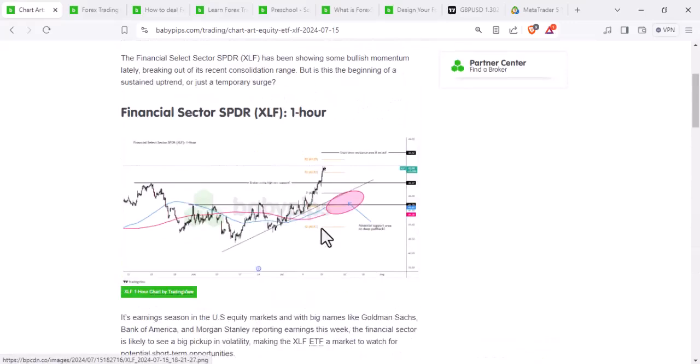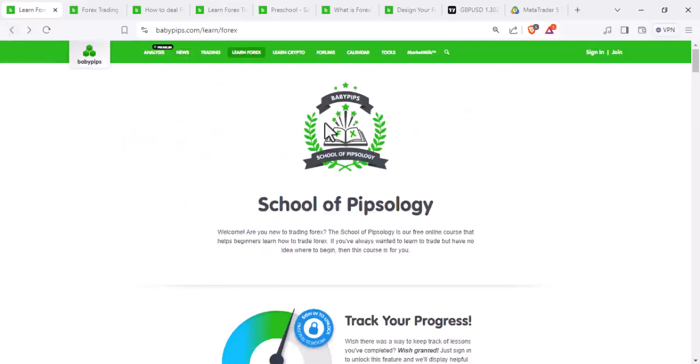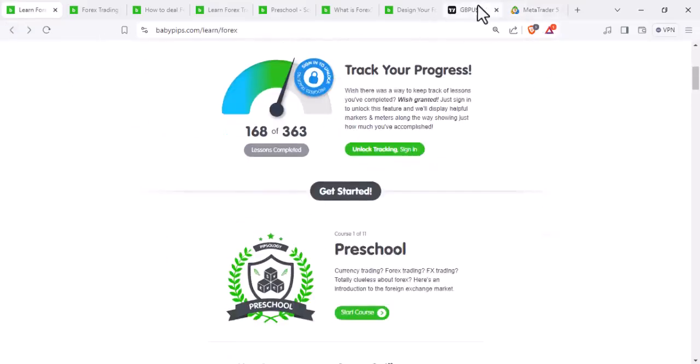So the Babypips blog features articles, tutorials, and market analysis that can help you to stay up to date with the latest Forex trends and developments. So learn from these experiences and the insights of the Babypips team and other contributors. It is very, very essential and helpful. So now let's go back to our next point that will help you to know how to use Babypips effectively.